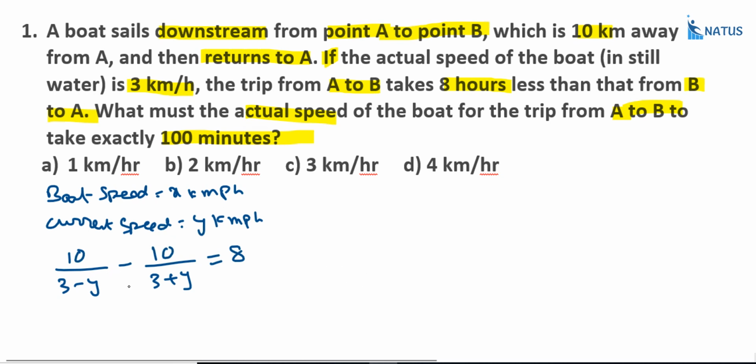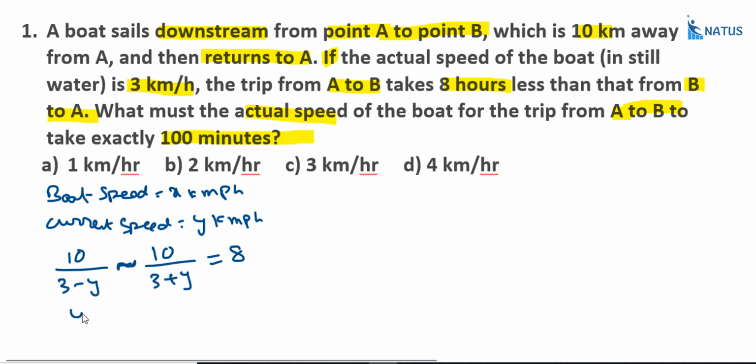But preferably, for this type of equation, you can use a trial and error process, right? Suppose y equals 1, then what happens? 10 by 2, since 3 minus 1 is 2, minus 10 by 4. So 10 by 2 minus 10 by 4 is not equal to 8, right? Now suppose y is equal to 2. Then 10 by 1 is equal to 10, and 10 by 5 is equal to 2, right? So 10 minus 2 is equal to 8.